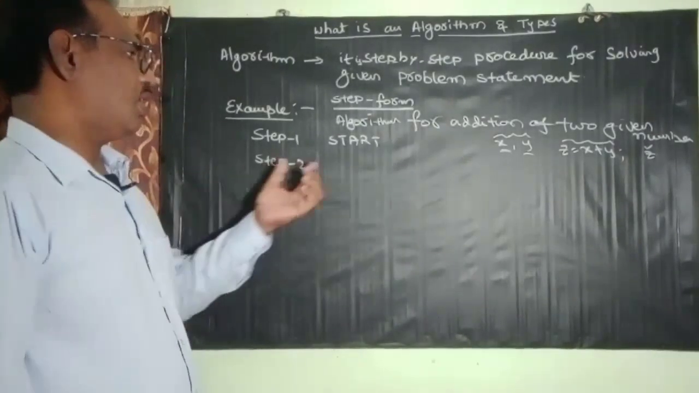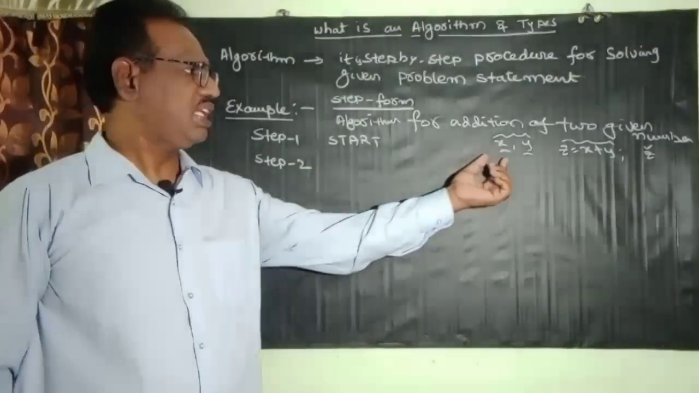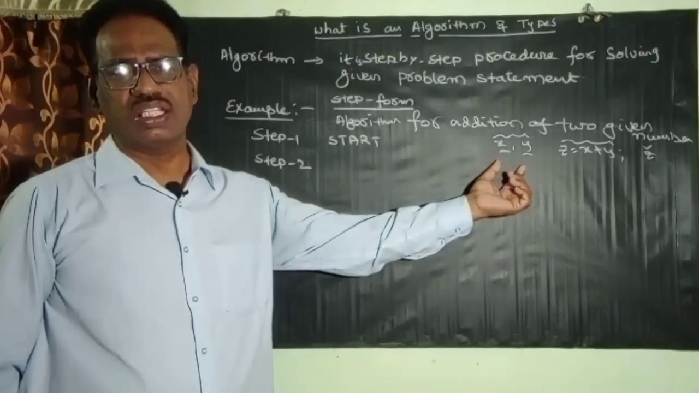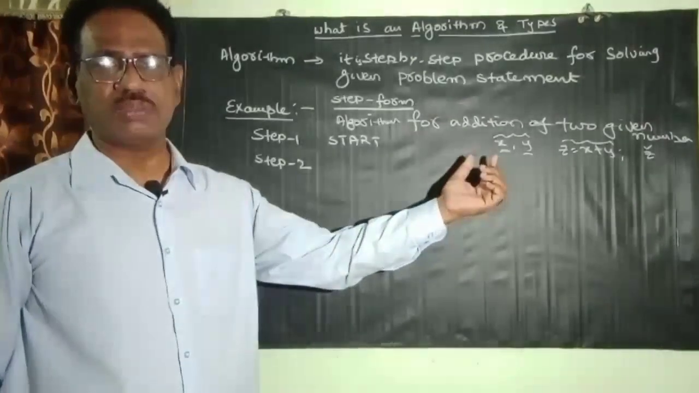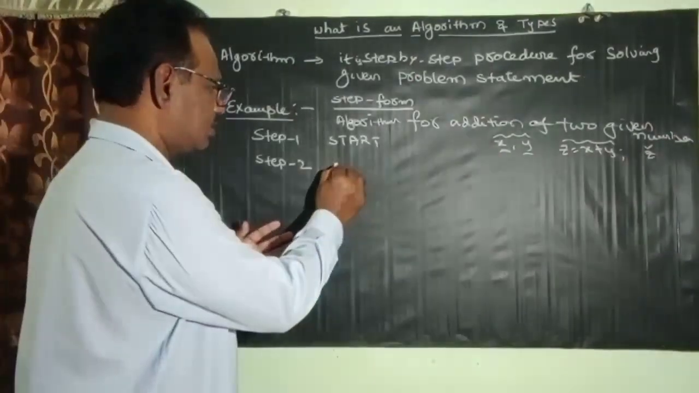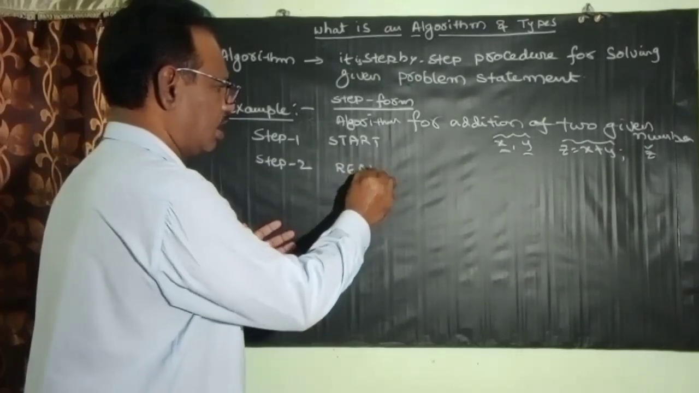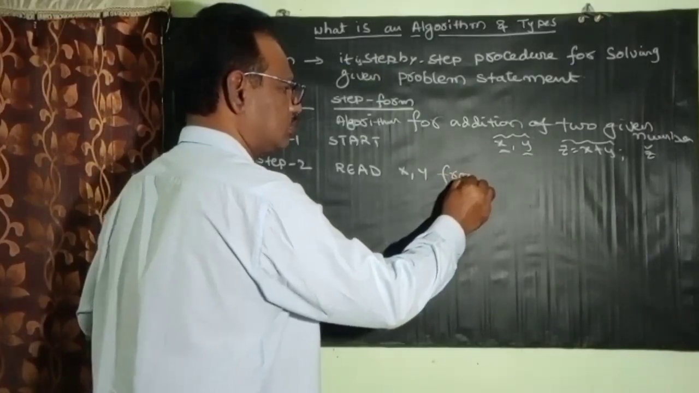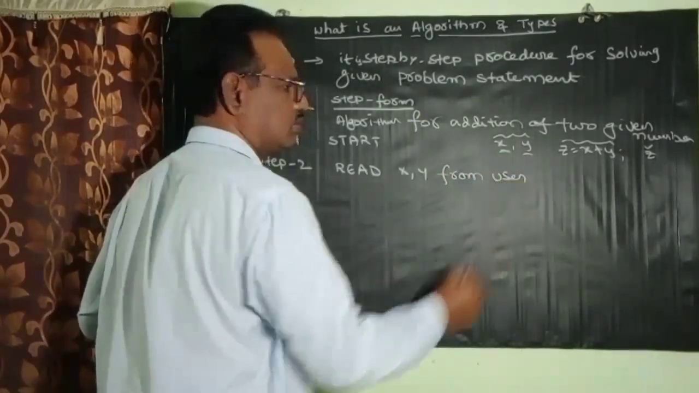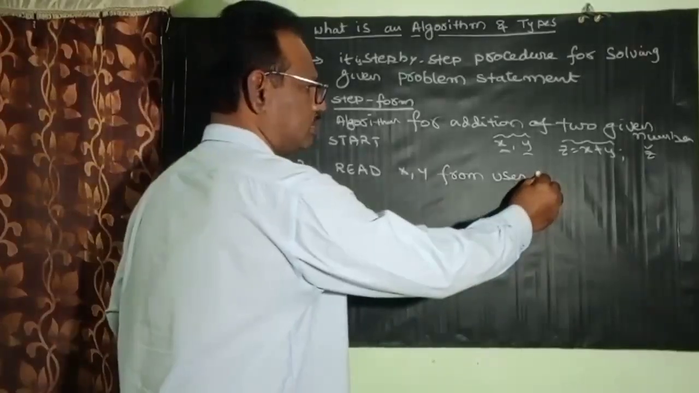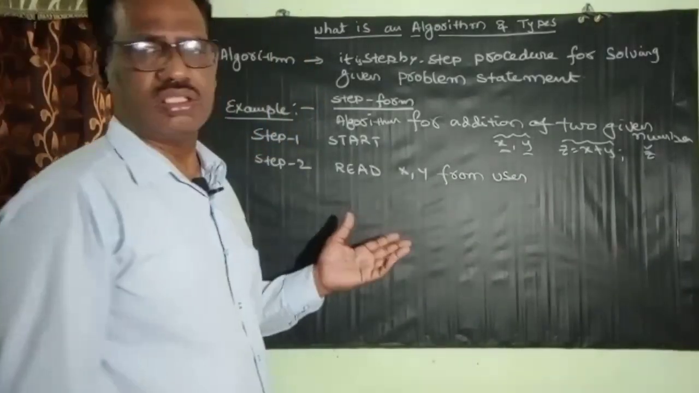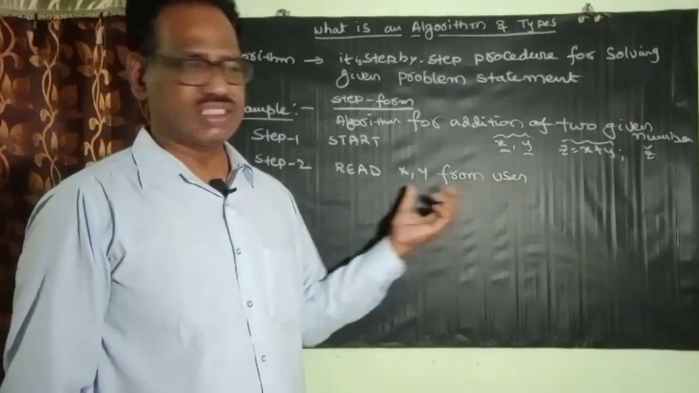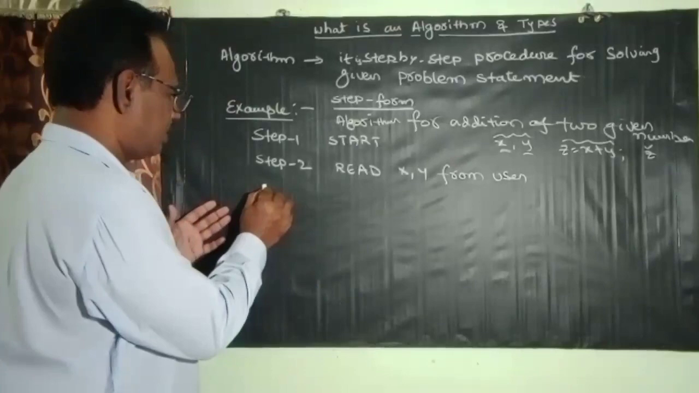Step 2. In step 2, I have to read two values, x comma y, from the user. So I can use a read or input statement. So read x, y from user, or from keyboard. Both ways you can write. Read x comma y from user. Some simple statement. Then step 3.